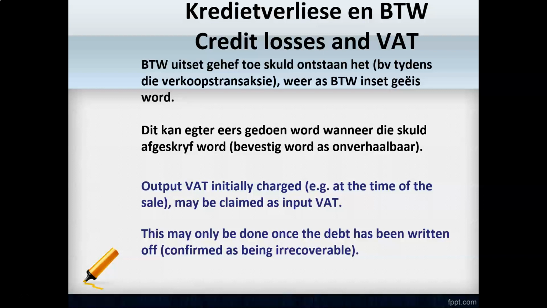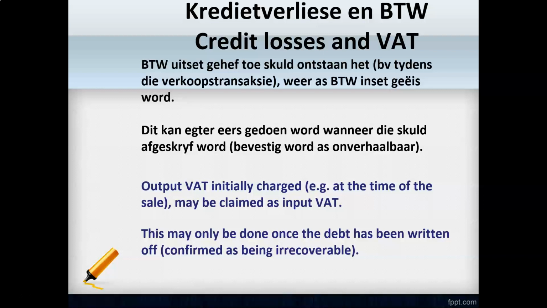So I will credit the debtors account with 8696 and debit credit losses expense account 8696. Then I'm going to claim the VAT. So I will debit my VAT input account with 1304 and credit debtors with 1304. So in total, I've written off 10,000 Rand from my debtors account, but only the VAT exclusive amount will go as an expense account, and I can claim the VAT portion back from the receiver of revenue as VAT input.